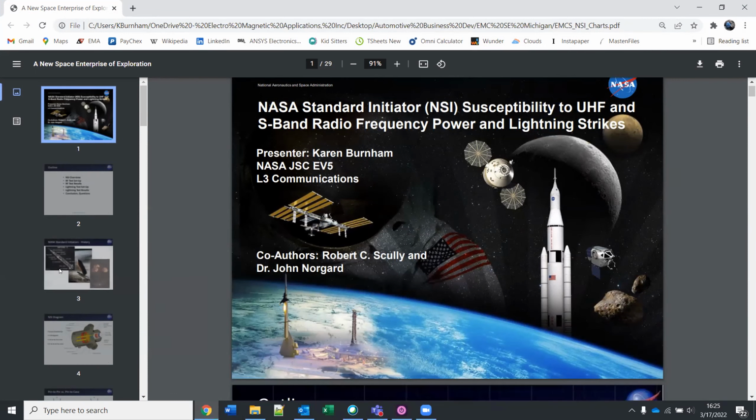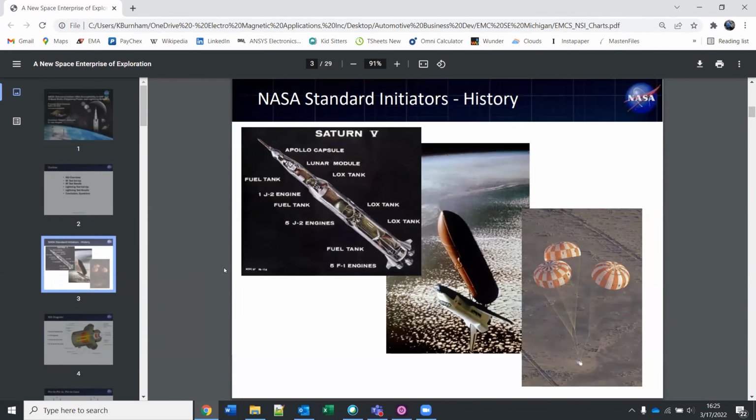It was really cool because I got to work on NASA standard initiators. I'd actually already been working on them before I joined EMC. These are essentially a little bridge wire explosive device that then sets off the real explosive device, the nuts that separate the space shuttle, or the gas mortars that push out the parachutes. And obviously, they're the weak link in the chain from an EMC point of view, because they're the one thing that could be vulnerable to radio frequency interference.